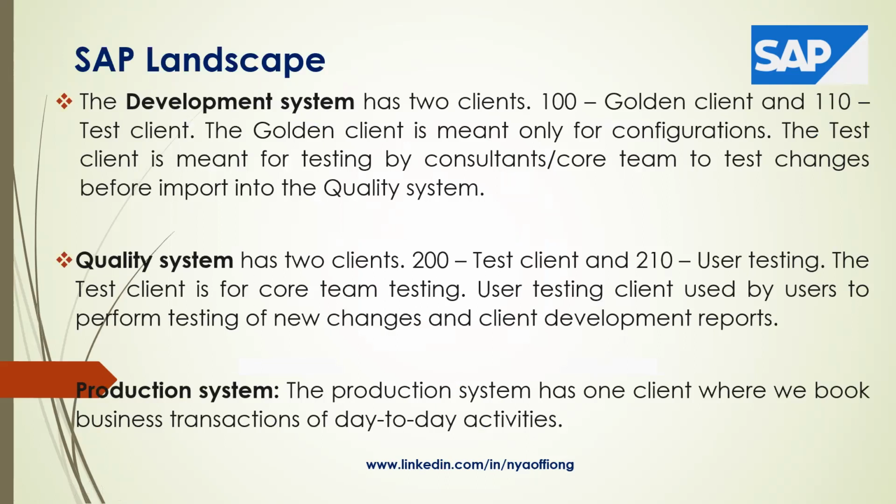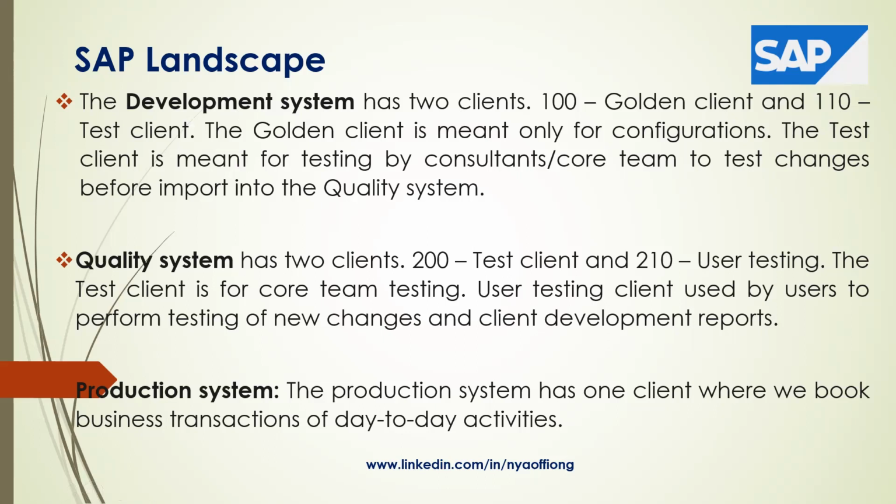All right. Now, in the development system, there are different clients. Each client has a different database in which separate information is stored. In the development system, there are two clients: the 100, which is known as the golden client, and the 110, which is known as the test client. Each of these clients has its own functionalities. The golden client is meant for configuration, while the test client is meant for testing by consultants.